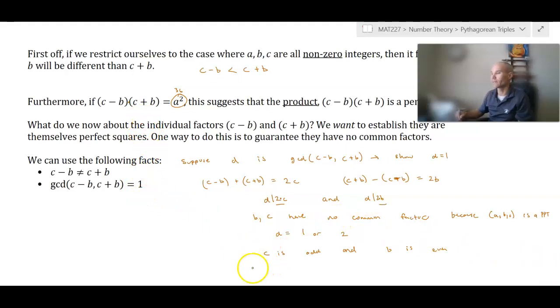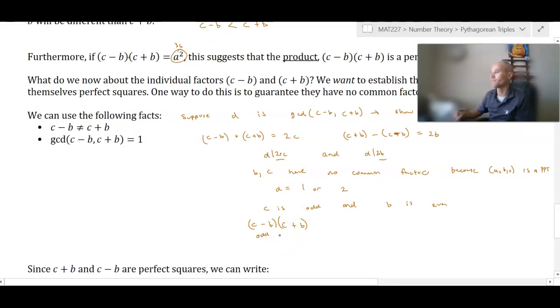However, let's go back to the product. c minus b times c plus b. Well, we have an odd minus an even, and an odd minus an even is an odd number, and c plus b is an even plus an odd, which is an odd number. That equals a squared. We already know a is odd. So my point here is that in order for d to divide c minus b and c plus b, if c minus b is odd and c plus b is odd, then d being equal to 2 cannot possibly divide an odd number. So since d can't divide an odd number and be equal to 2, that means d is equal to 1. That's our only possibility there.